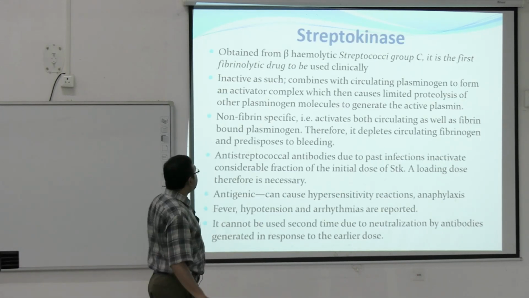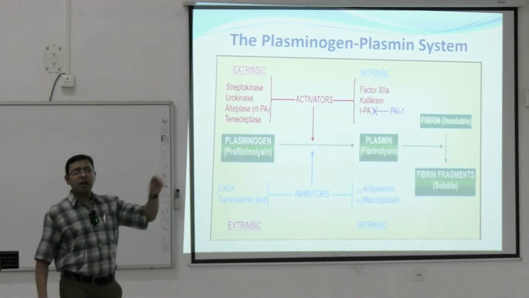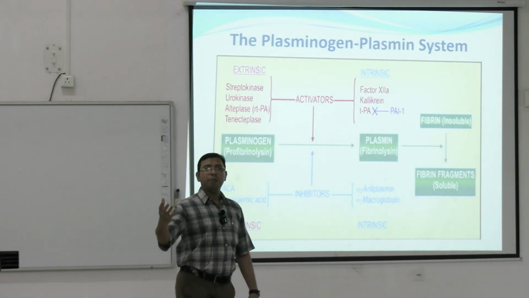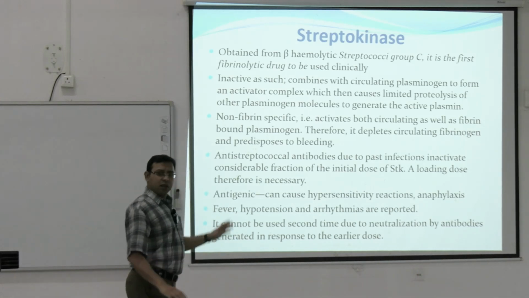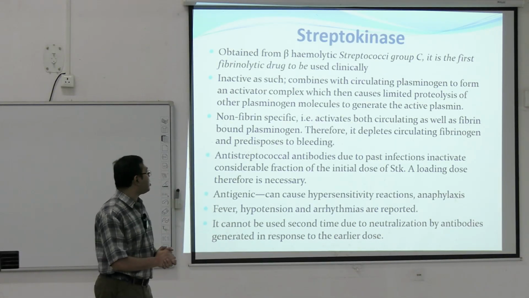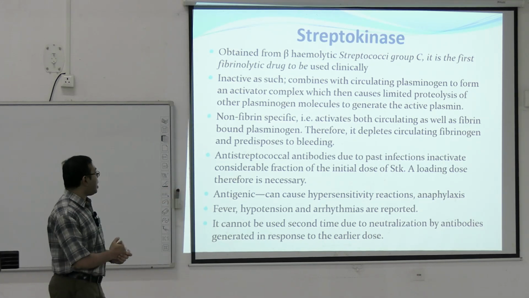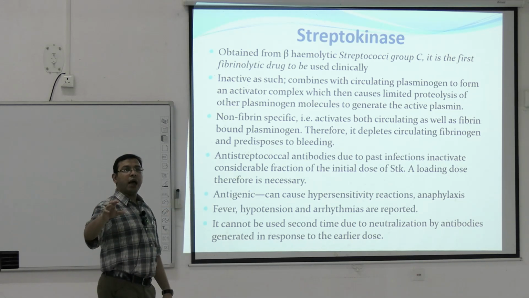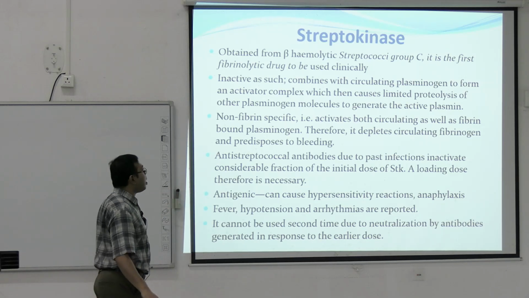So this is streptokinase, we have already seen. This is the plasminogen plasmin system, discussed in the first class. Basically when a clot is formed, we have to blast the clot, otherwise there will be a problem. With streptokinase, antibodies form, there may be anaphylaxis because it is antigenic, and fever, hypotension, arrhythmia can happen. It should not be used a second time. There may be patients who have a repeated heart attack, so we cannot use streptokinase a second time.